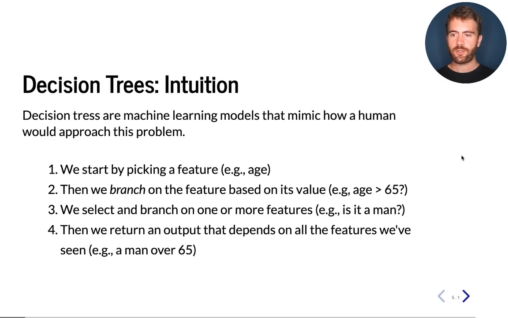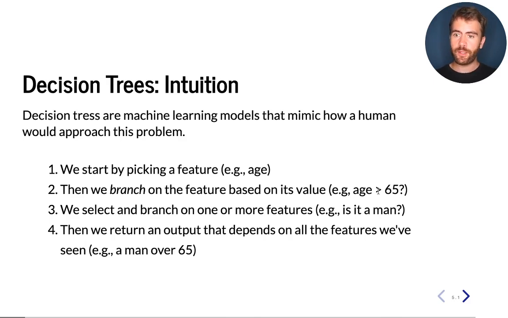Imagine that instead of an algorithm, we had a human that would try to approach the problem of predicting diabetes risk. If this was a doctor making this diagnosis, they would probably start by looking at various general properties of the patient, for example, their age. Then depending on whether the patient is old or young, they would make a different decision. So let's say that they realize that the patient is old, then the next question that would come to mind is, well, is this a man or is this a woman?